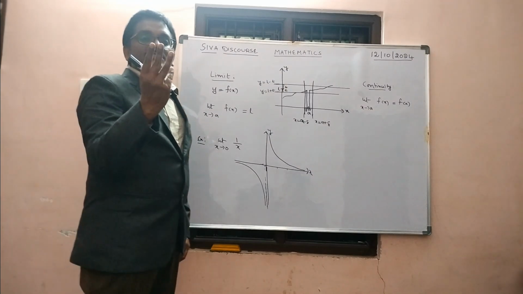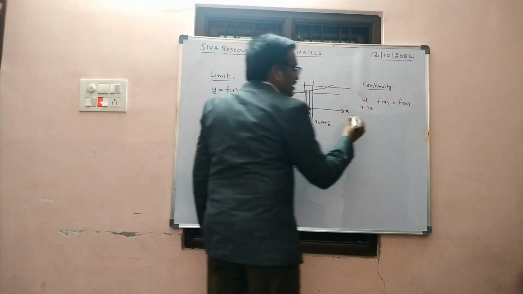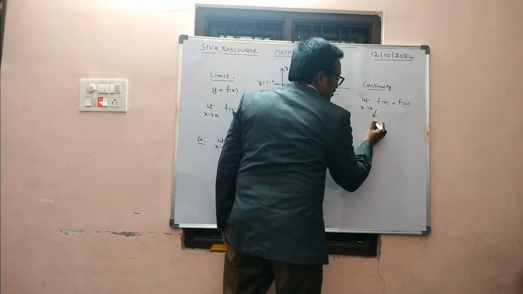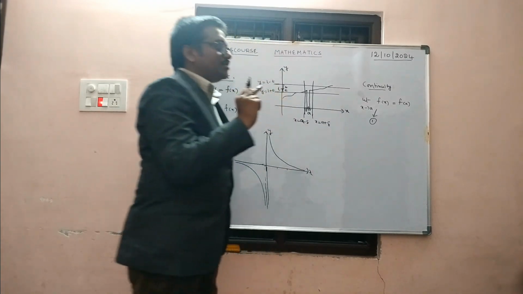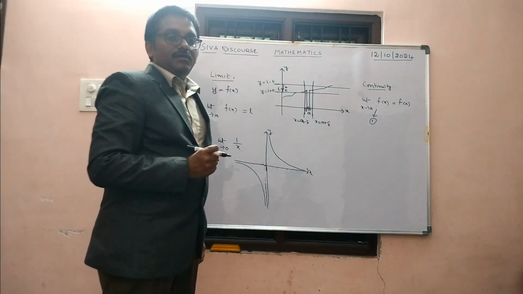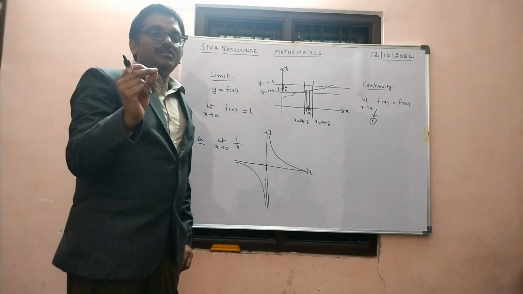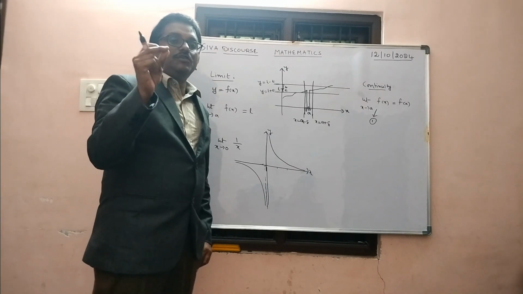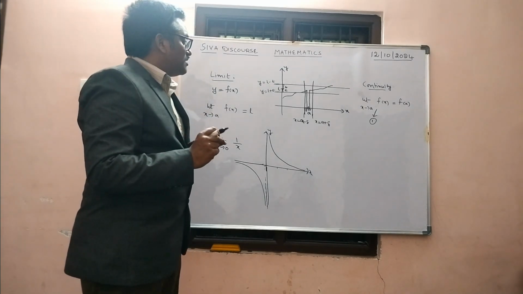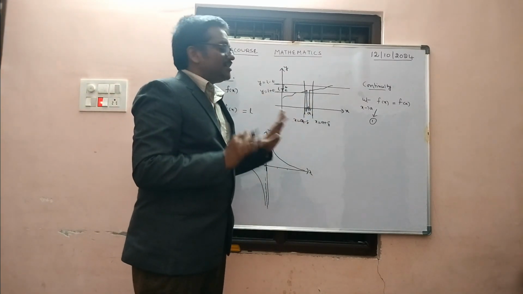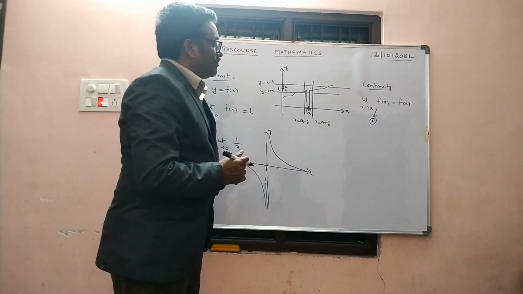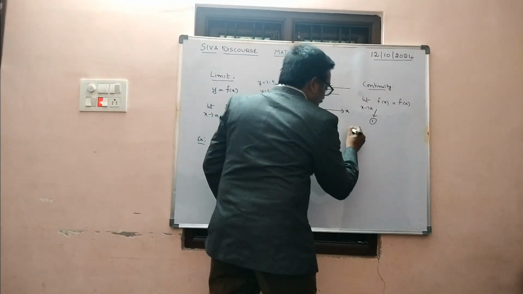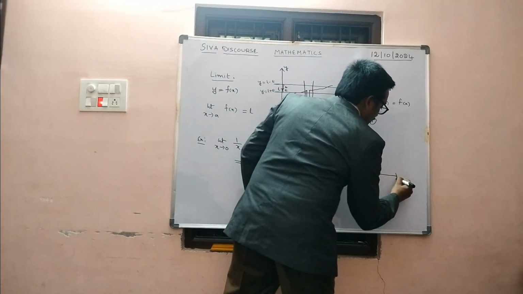Here we have to consider three conditions. First condition is limit x tends to a, f of x exists. The limit exists for the function y equal to f of x at x equal to a, which means at a minus and a plus the function attains the same value. And so I can draw the graph like this for the continuity definition.